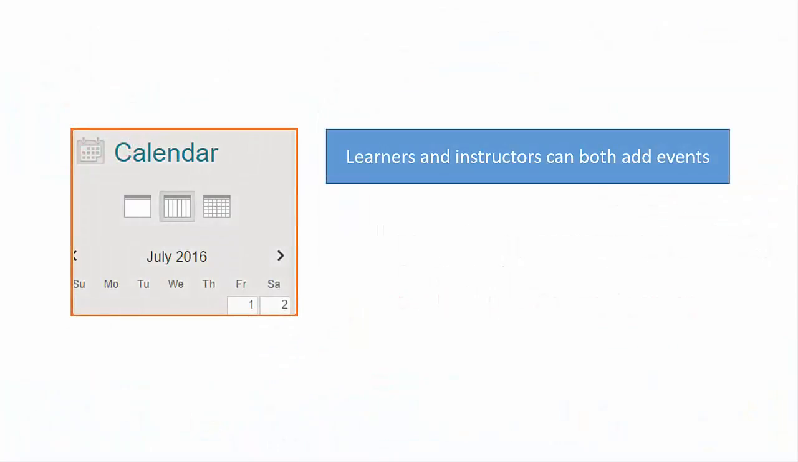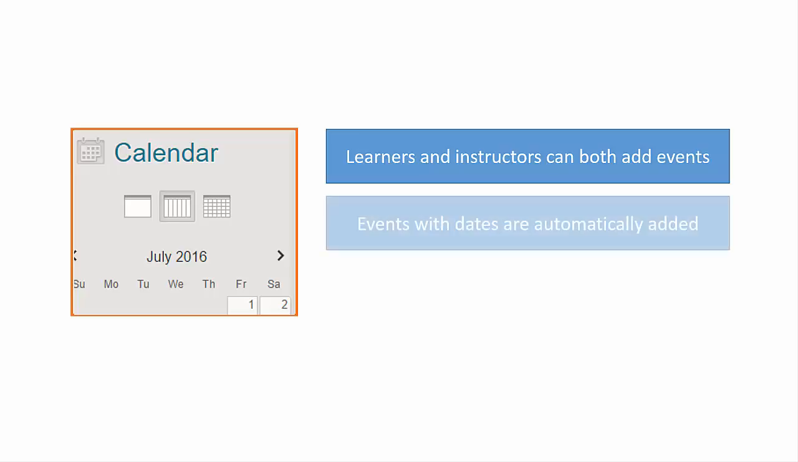Blackboard Calendar allows you and your learners to keep track of upcoming events. Instructors can add both class-based and personal entries, but learners can only add personal events. Any Blackboard event that is time-restricted is automatically added to the calendar, for example, an assessment.